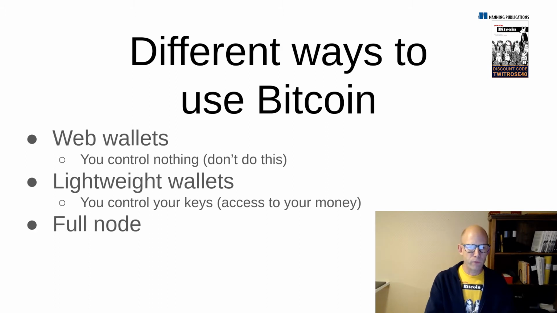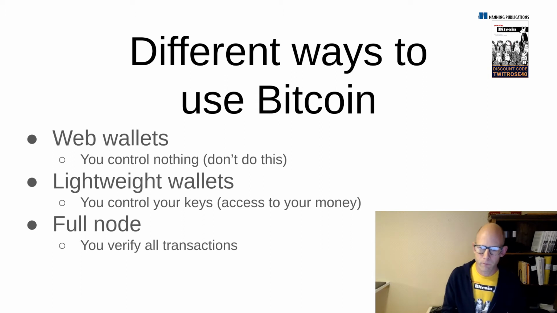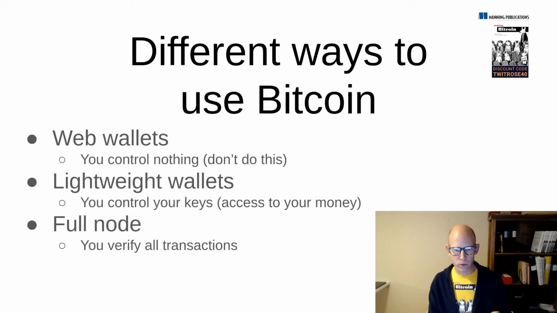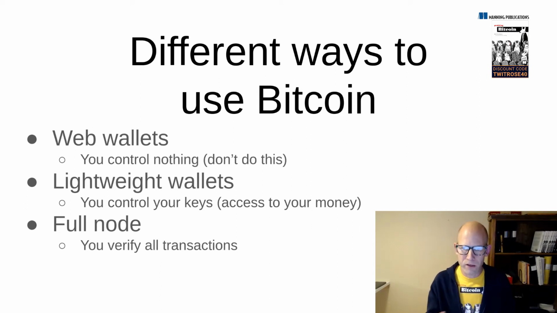And then you have the full node level, which is the sort of nirvana of Bitcoin usage. With full nodes, if you run your own full node, you verify all transactions in the Bitcoin network. And we'll go through what exactly a full node will give you. But with a full node, you control your own keys and you control the data. You control the financial information. So no one can hide information from you.